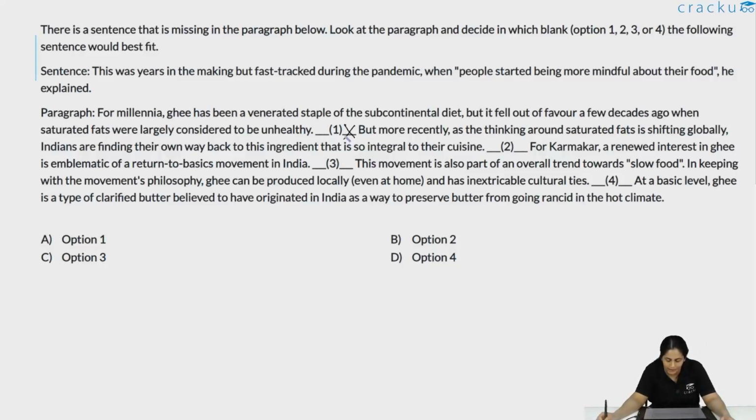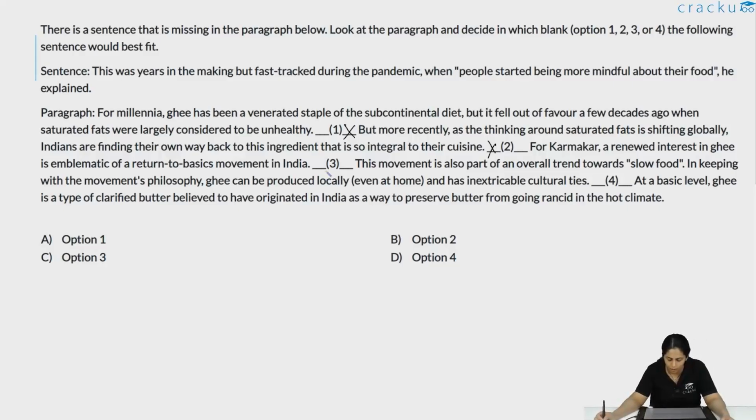But more recently, as the thinking around saturated fats is shifting globally, Indians are finding their own way back to this ingredient that is so integral to their cuisine. Still nobody introduced, so we can't put the sentence here. He explained does not make sense over here because we have to introduce a speaker, and a speaker has not been introduced, so 1 and 2 are eliminated. For Karmakar, a renewed interest in ghee is emblematic of a return to basics movement of India. So 3 can be a potential place.